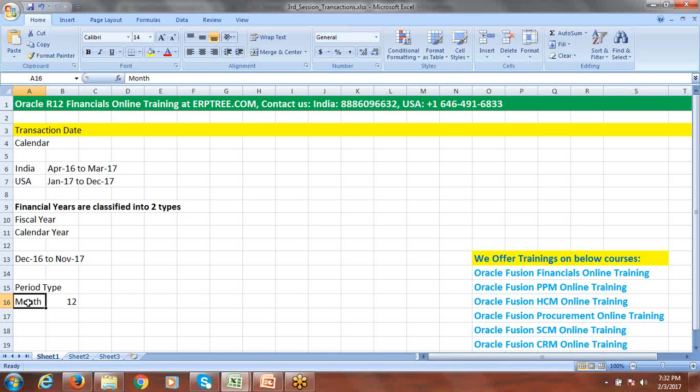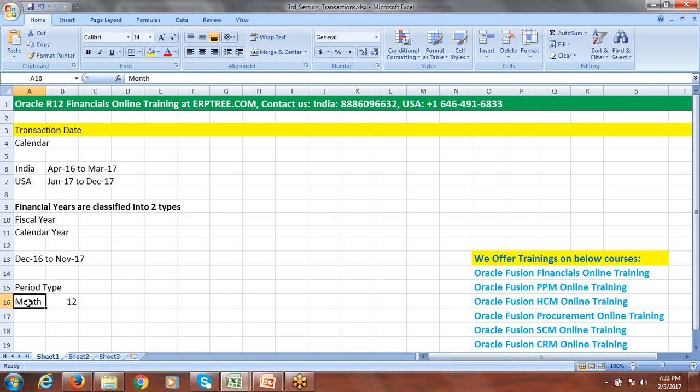But in our system we have flexibility, you can have more than 12. If you are taking month as a period, generally we can have 12 only. If you are taking the period as quarter, we can have only 4 periods. But in our system we have flexibility to have more than 4. This is how we have flexibility.